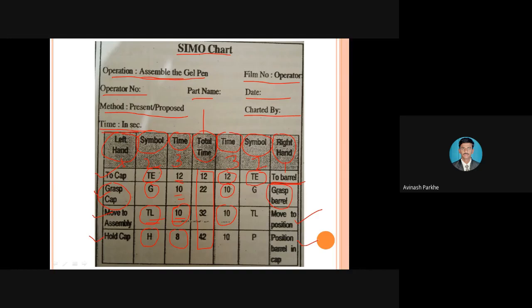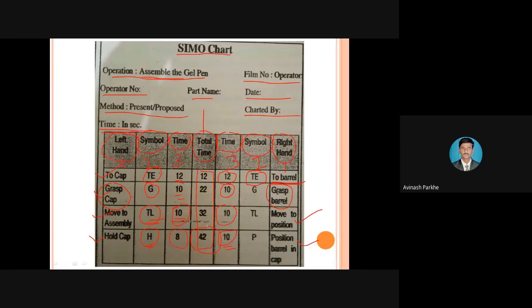If I have to go for the assembly of any pen, either cap or barrel I will keep in the fixed position, and the other component I will move in the clockwise or the anti-clockwise direction. So here the cap is in holding position, and I will rotate that particular barrel in that particular cap. That means I am doing the assembly. For the assembly, how much amount of time is required? Here the movements taking place by the right hand are 10 seconds, and movements for holding the cap are 8 seconds, and near about 42 seconds are required to go for the assembly of the gel pen.